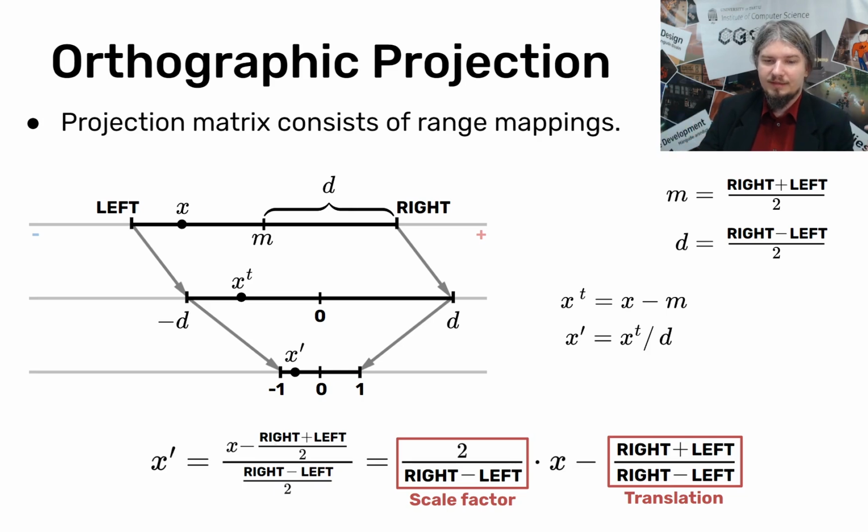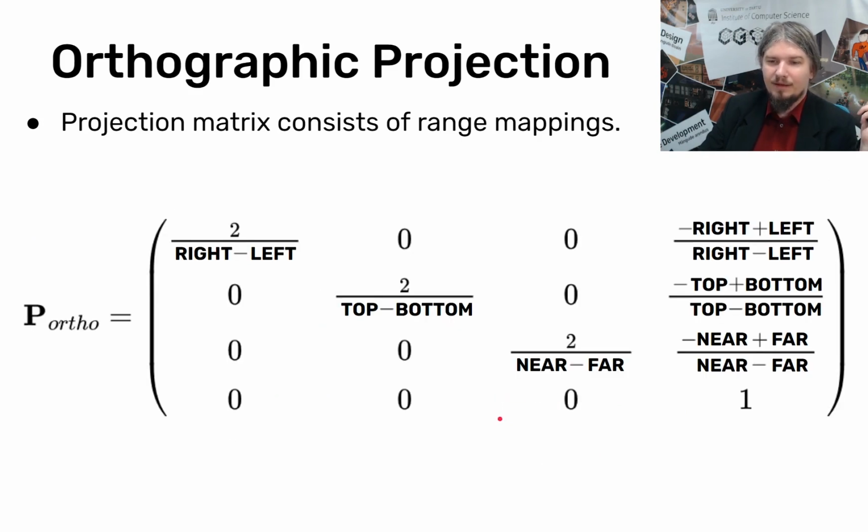Now if we write all of these things out, we get this perhaps quite horrible equation, but if we simplify it, we get this scale factor for all our values inside this range, and we get this translation value that needs to be subtracted from this factor. And this calculation does this range mapping from left to right to -1 and 1. Thus these range mappings for all of the ranges, from left to right, top to bottom, and near to far, are encoded in the orthographic projection matrix. All these values do is the range mappings from this big box into this -1 to 1 cube.